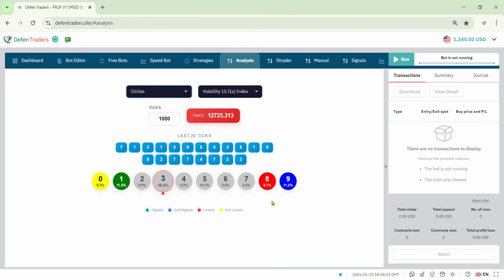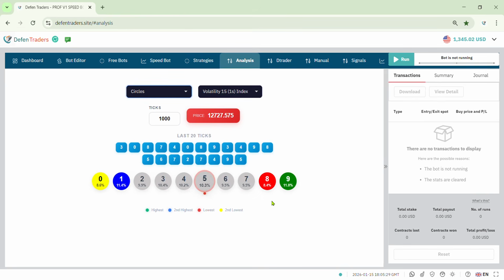Now the digit with the blue color is the second highest digit in percentage, so after the green digit, you go to the blue digit. On the lower side of the percentages, we have the red digit and the yellow digit. The red digit is the least appearing; that digit has appeared very few times in this distribution.